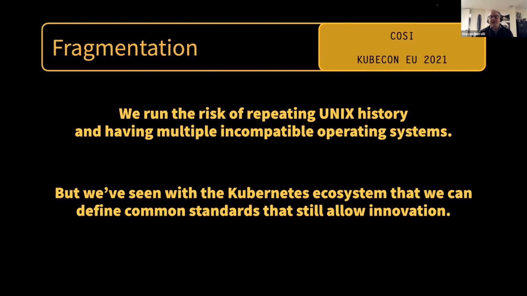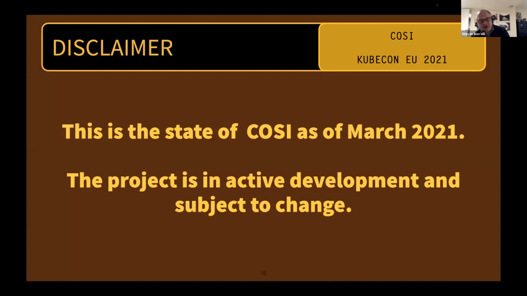So we run the risk of repeating Unix history and having multiple incompatible operating systems, but we've seen with the Kubernetes ecosystem that we could define common standards that allow innovations. And that was the whole CRD pattern, right? You could just have a common way of extending the platform without having to invent your own infrastructure. So with that, we're going to get into COSI.